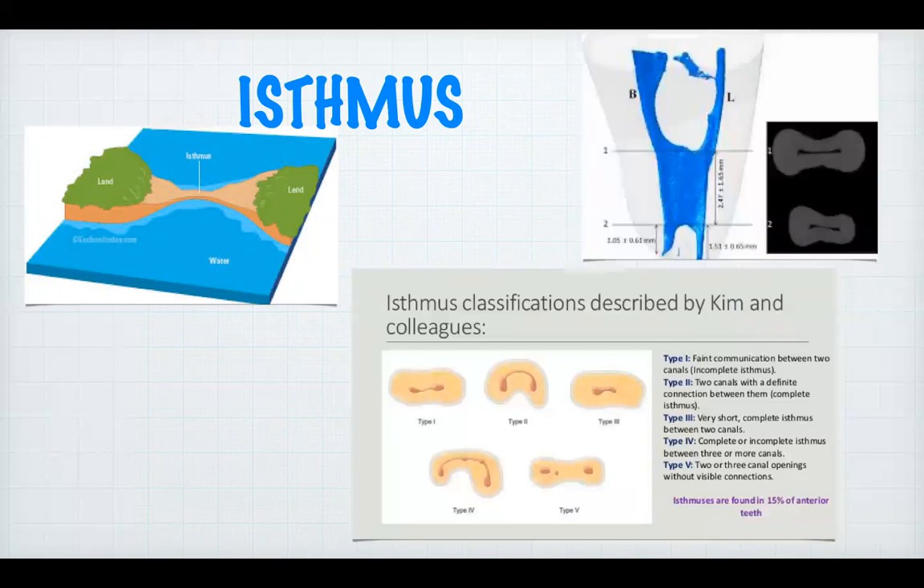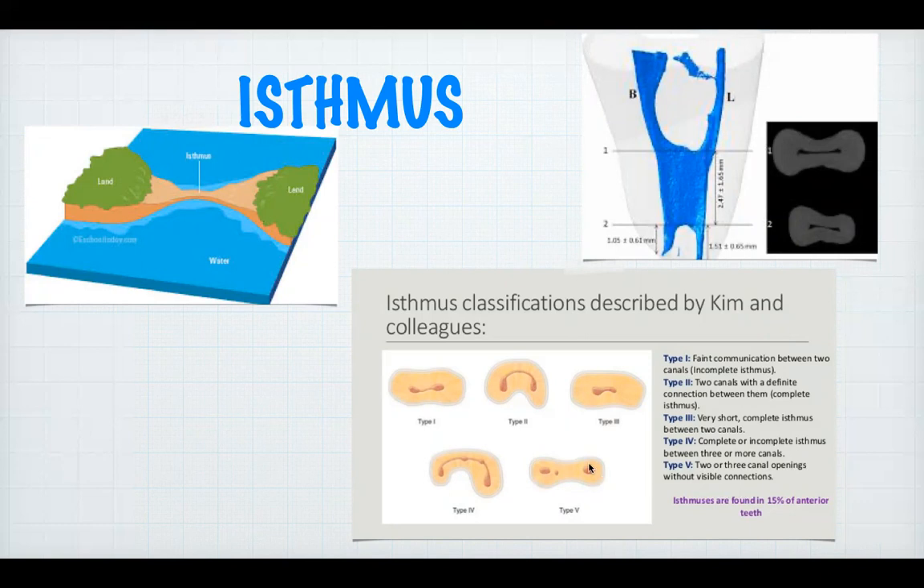So the isthmus was classified by Kim and colleagues. Kim classified basically 5 types of isthmus. Type 1, that is incomplete isthmus. Type 2, complete isthmus between the two canals. Type 3, very short complete isthmus between the two canals. Type 4, complete or incomplete isthmus between 3 or more canals, you can see in the picture. And type 5, 2 or 3 canal openings without visible connections.